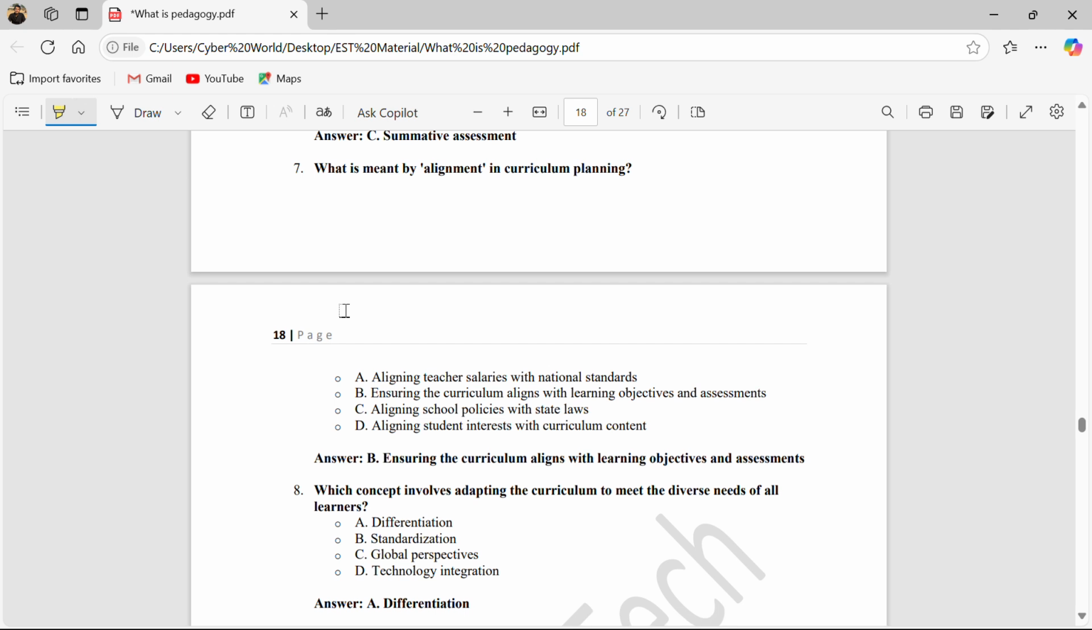What is meant by alignment in curriculum planning? Alignment is basically aligning teacher salary? No. Ensure the curriculum aligns with the learning objectives and assessments. Yes, this one is correct. Align school policies? No. So the curriculum has to be aligned with the objectives and assessments. So this one is the correct option.